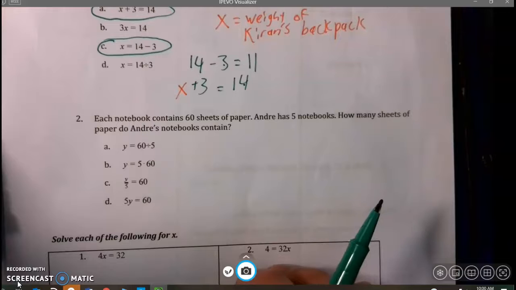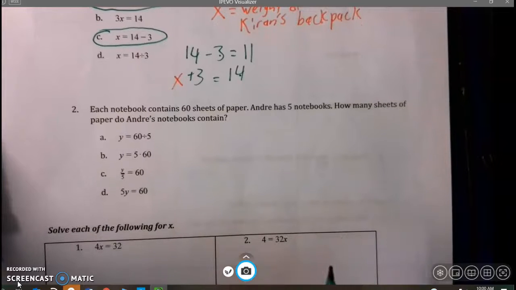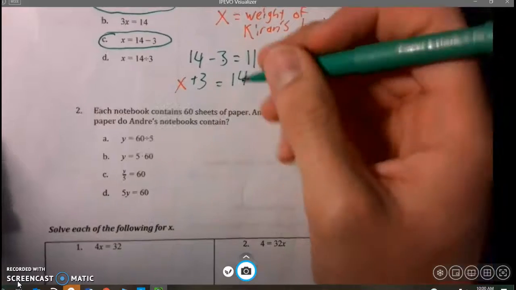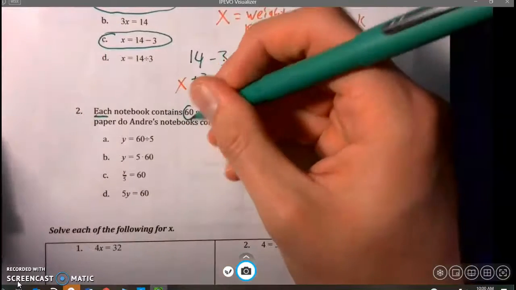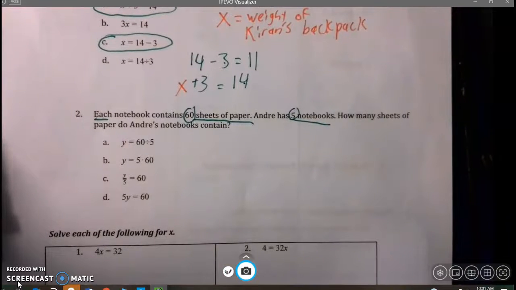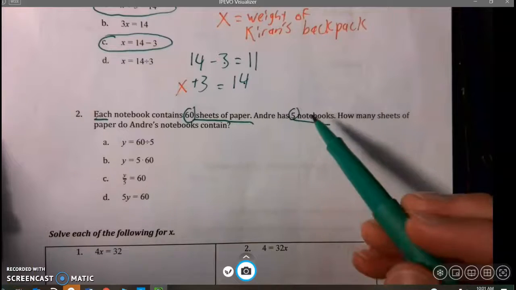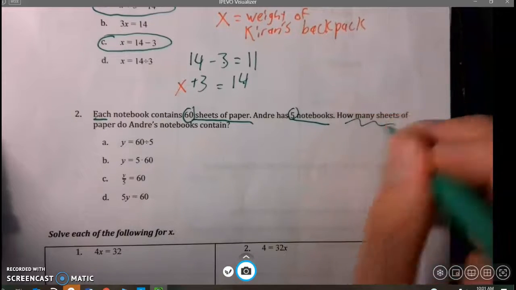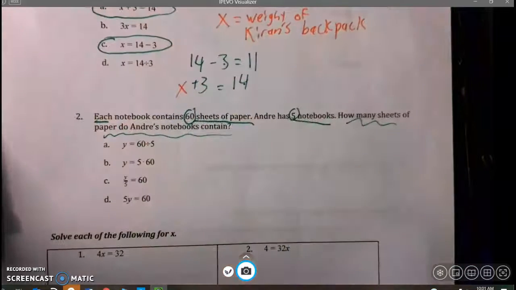This next one was a little bit more confusing. Andre's notebook, he has 5 of them, and each one contains 60 sheets of paper. Each is an important word. Anytime you see the word each, that should automatically indicate to you that it's a multiplication problem, because you have multiple items with the same quantity inside of them. So he has 5 notebooks, each with 60 pages. How many sheets of paper do Andre's notebooks contain?